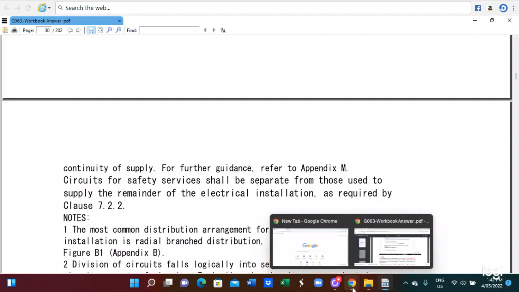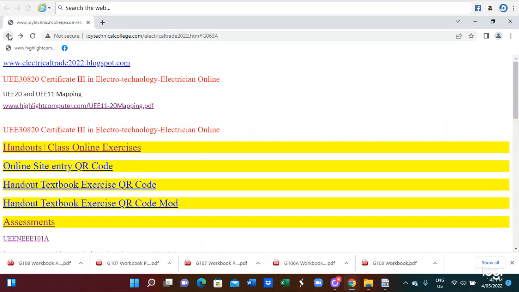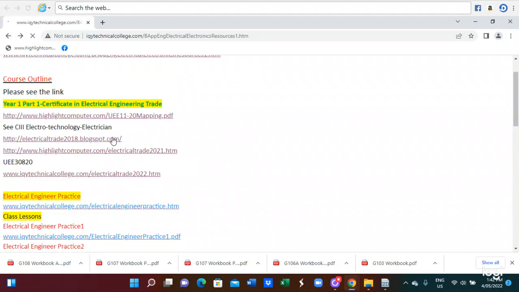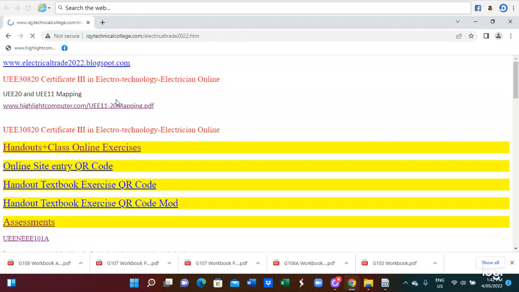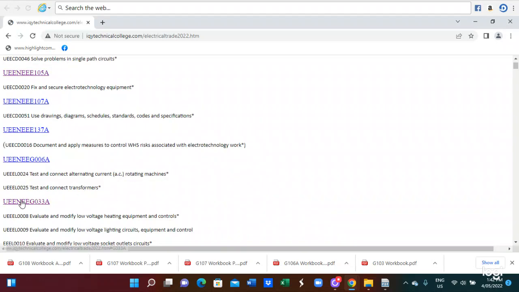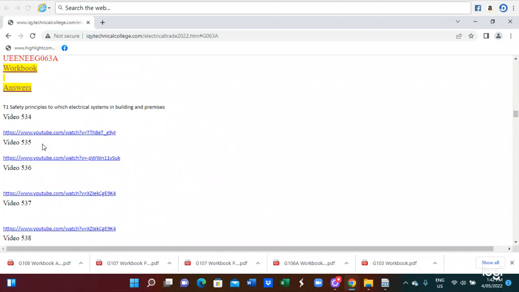So I'm talking about how you access the electrical trades 2022. Firstly, you go to the electrical trades 2022 page, IGY-college.com/electricaltrade2022.htm. By clicking this one, after that go to G063, click G063, and here you can download the workbook.